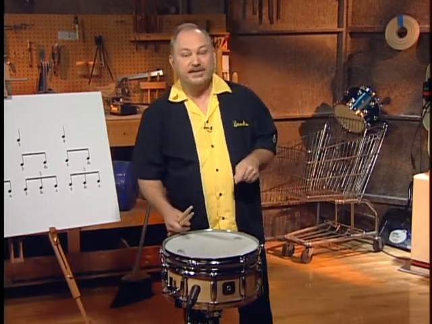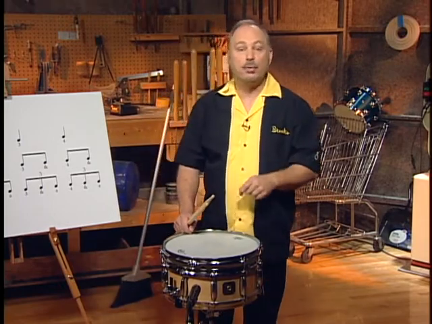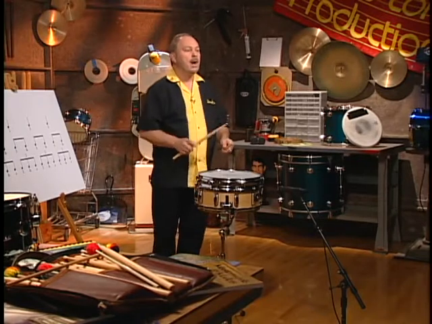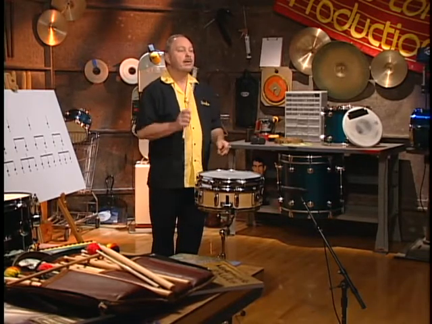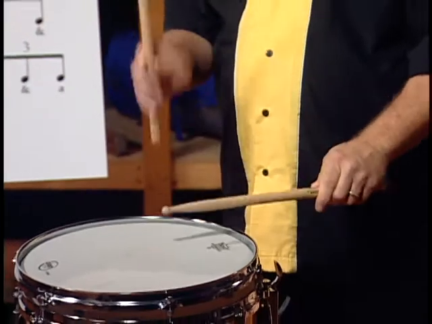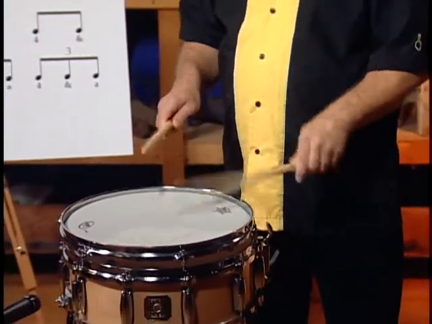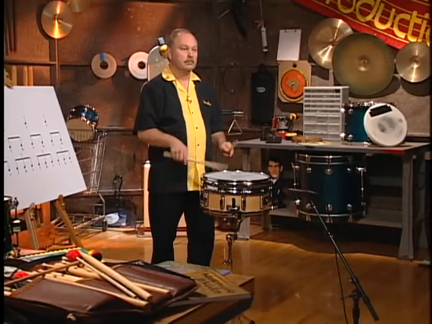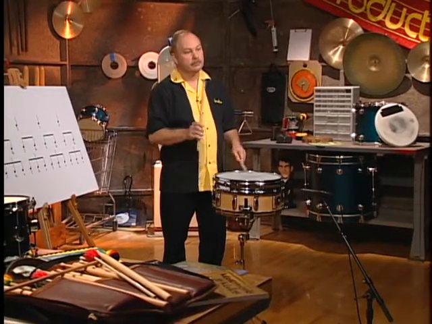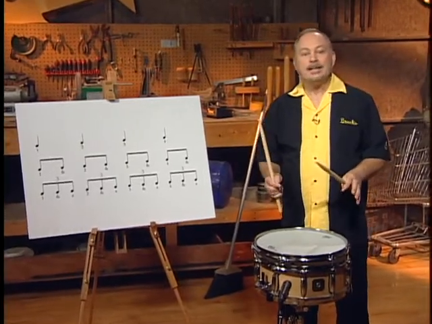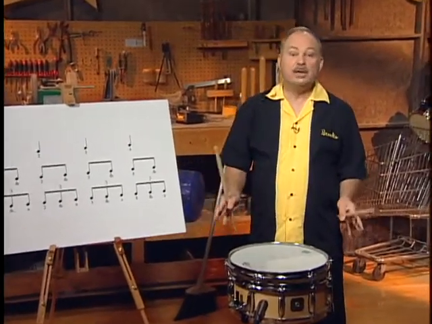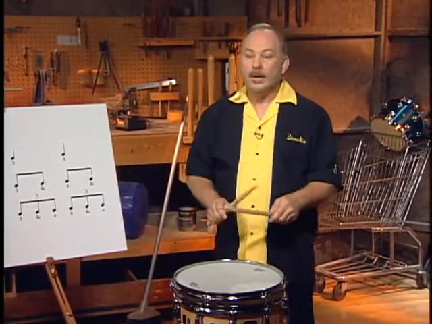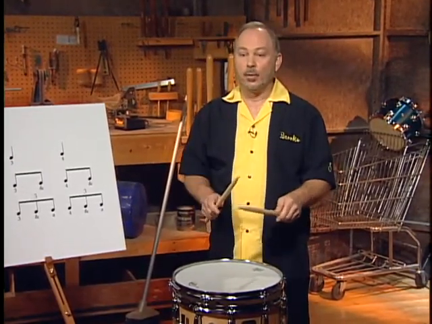Exercise 1 on page 65 contains 5-stroke rolls in triple meter. Here's exercise 1. A 1, 2, 3, 4. Okay, now exercise number 2 contains 7-stroke rolls. Here's exercise number 2. A 1, 2, 3, 4.